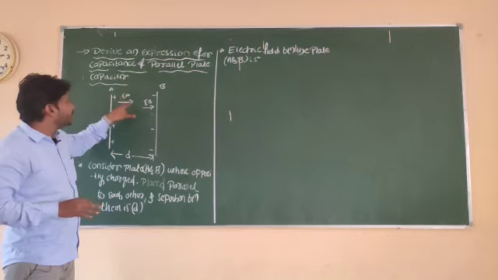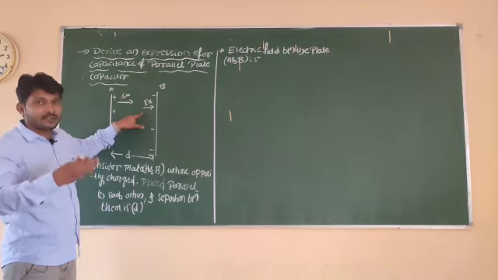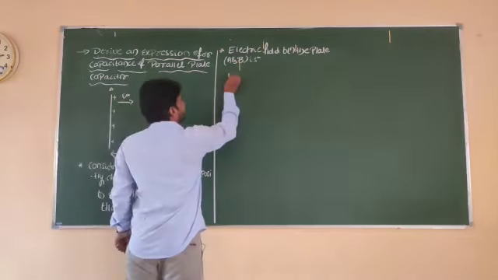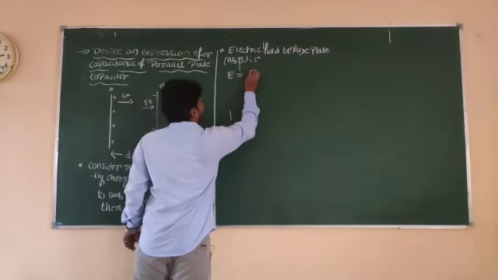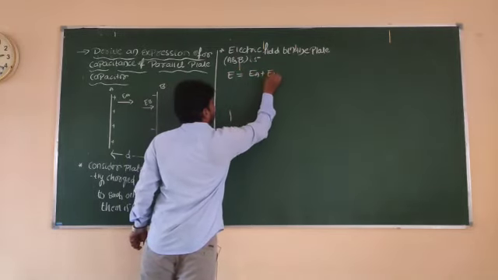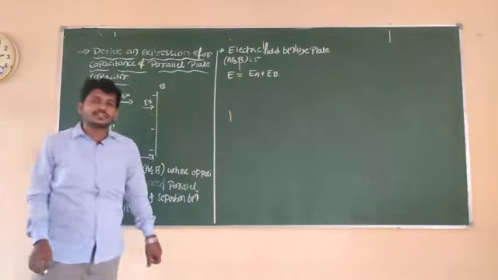So shall I take the total electric field E is equal to E of A plus E of B? Look here, E is equal to E of A plus E of B. Hope you understand.